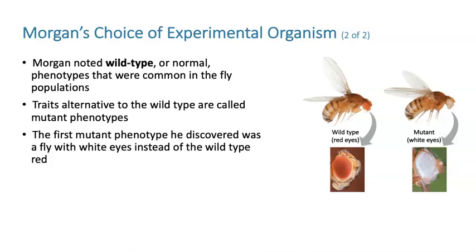So he was looking at eye color, and he noticed there was something called the wild type, or the normal phenotype. It's the most common phenotype, and that is red eyes. Anything that wasn't the wild type was referred to as a mutant phenotype. So in this case, you see a mutant phenotype of white eyes. The first mutant phenotype was white eyes, and so that's why we call that the mutant type.